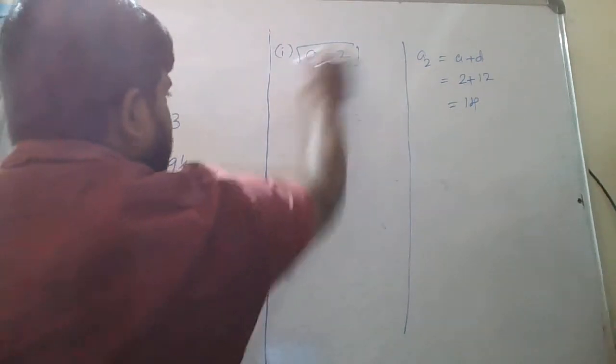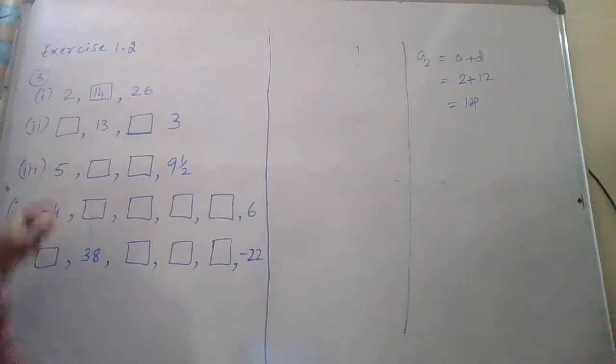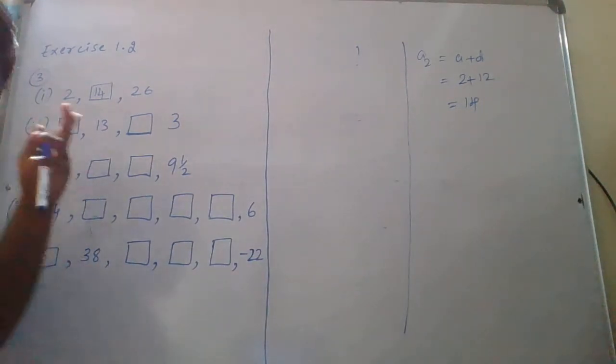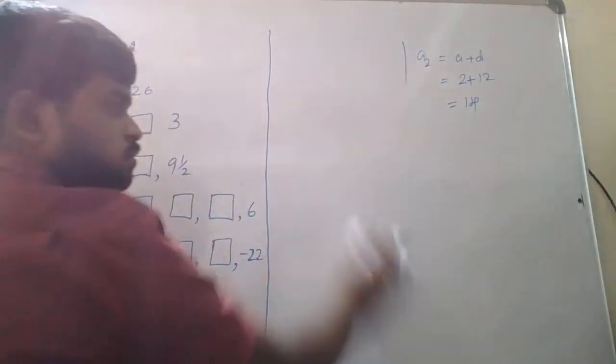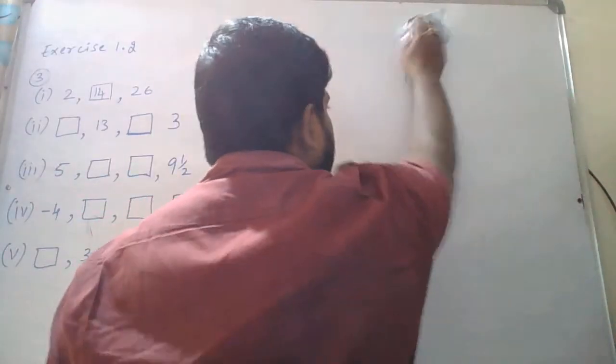In the next question, if we observe, we don't know the first term. The first term is not known. Do we know the common difference, the D value? No, we don't know. Here, we don't know both.